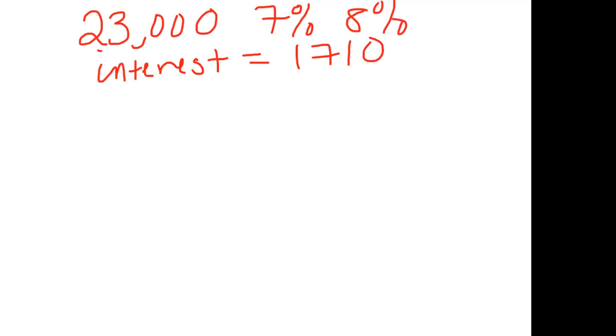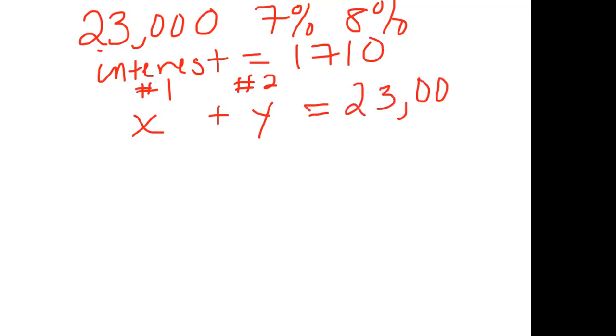So we're going to call the amount we invest in the first account, account number 1, X. We don't know how much we're investing in there. We'll call it X. The amount invested in account number 2, we'll call it Y. And then added together, the total amounts from these 2 accounts accumulates to 23,000. That's how much you have in these 2 investments.